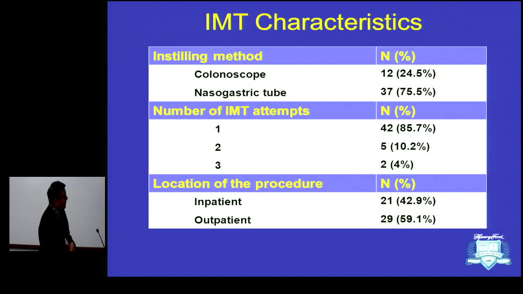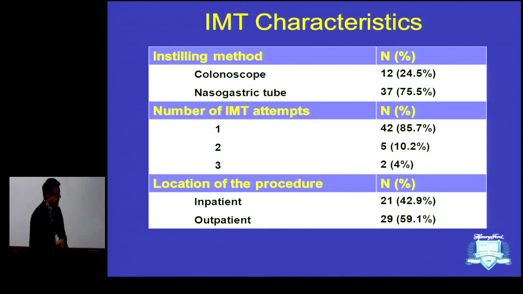Number of attempts: every patient getting colonoscopy only had it once, but they were the best of the patients. For nasogastric tube, about two people had three attempts, five people had two attempts, and the rest of them had only one attempt. About 85% had only one attempt. And inpatients were 21, outpatients were 29. So let's look at the results.